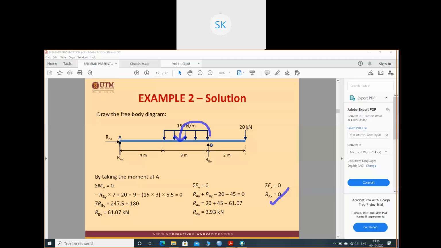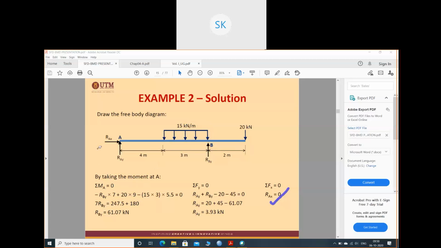Then plus the 20 kilonewton force. This is the moment, and it will give us a clockwise moment. That's why positive. 20 into 4 plus 3 plus 2, 9. Done this part. Now let's come to the main part, the UDL.